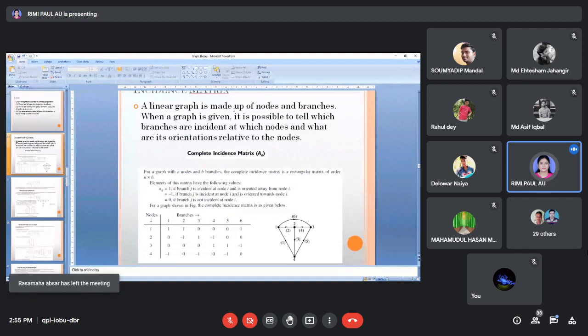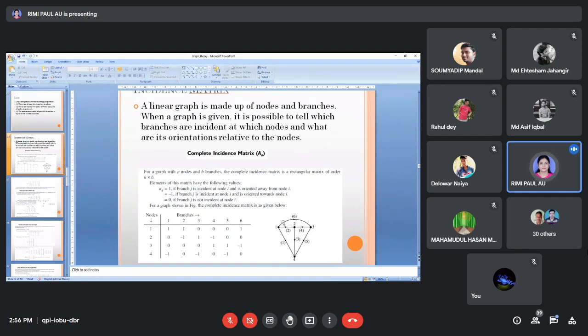A linear graph is made of nodes and branches. When a graph is given, it is possible to tell which branches are incident at which node. So if I see this matrix, suppose I'm not giving you this circuit, I'm just giving you this matrix. From this matrix, you can design this graph by seeing which branch is incident on which node. That's why it's known as the incidence matrix. And what is its orientation relative to the nodes? About orientation, how do we find out the orientation of these nodes?